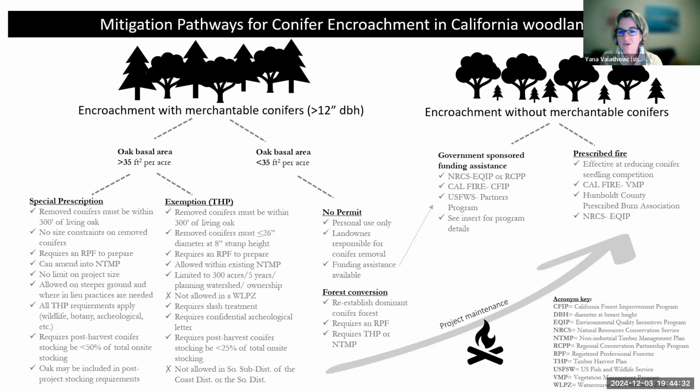And then we were also able to create an exemption, which is more a limited, kind of checklist-oriented prescription. And the exemption was limited in diameter for the conifers that can be removed to 8 inches at stump height. So instead of at breast height, it was at 8 inches at stump height, and it was a pretty small tree overall. And it was limited to the number of acres per ownership and had a bunch of restrictions within that. So that's how we've been operating for, I think, about the last 7 years.